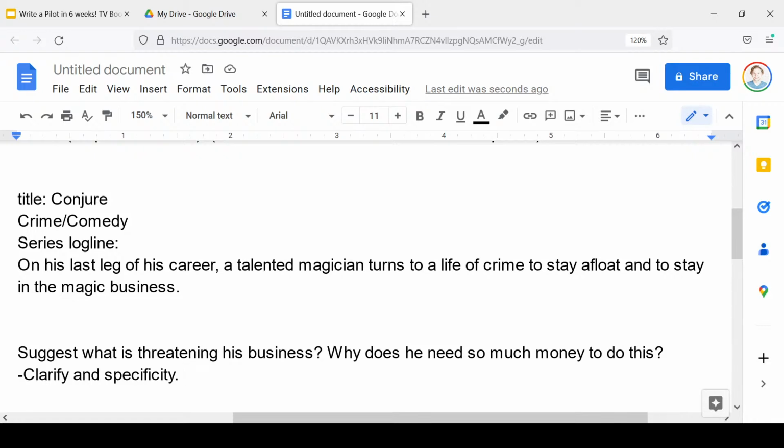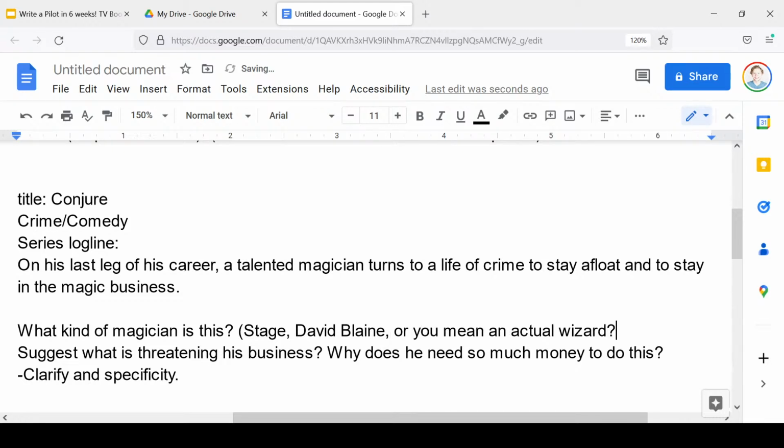But I could see all kinds. I could see that a magician would be very good at crime, especially pickpocketing or maybe even robbing people through street magic or something like that. So I think we want a better sense of what kind of magician this is. Meaning, stage, or street magic like David Blaine, or do you mean an actual wizard? That's going to be our first thing. And then help us understand the conflict a little better by clarifying the stakes for us. So why does he really need that money now?